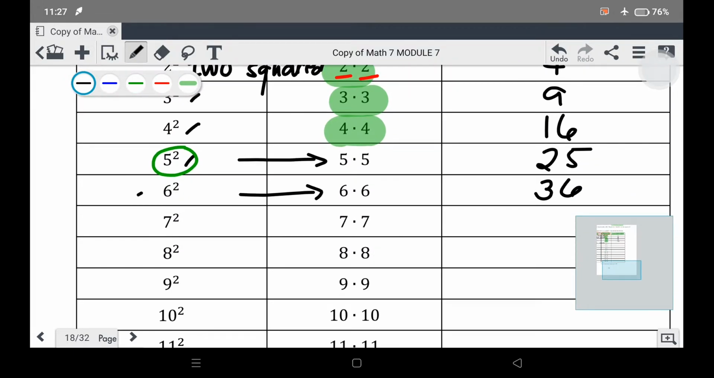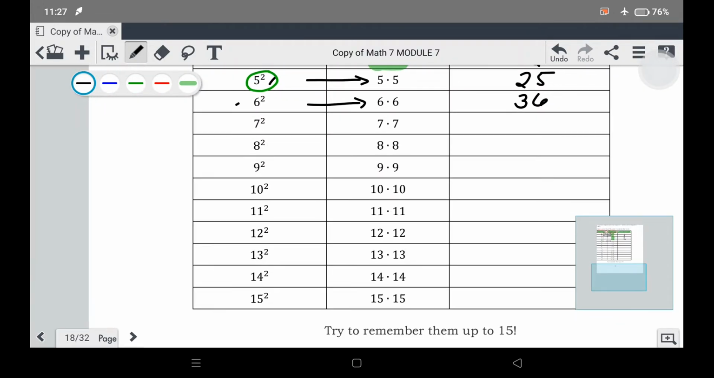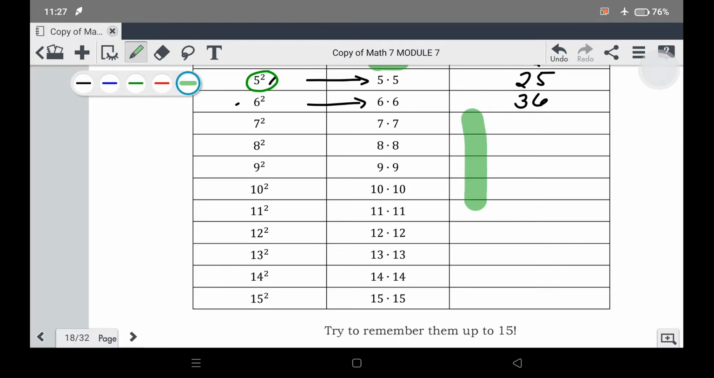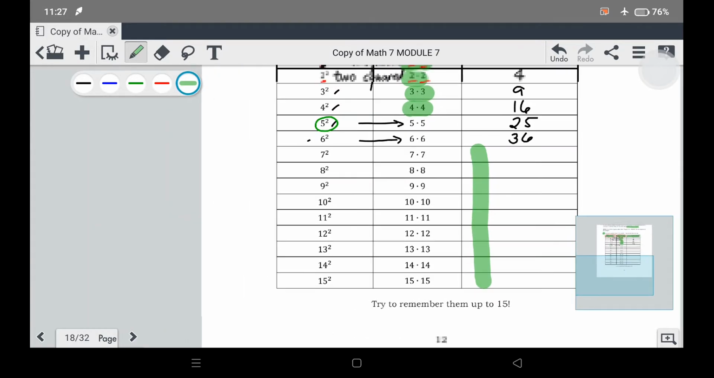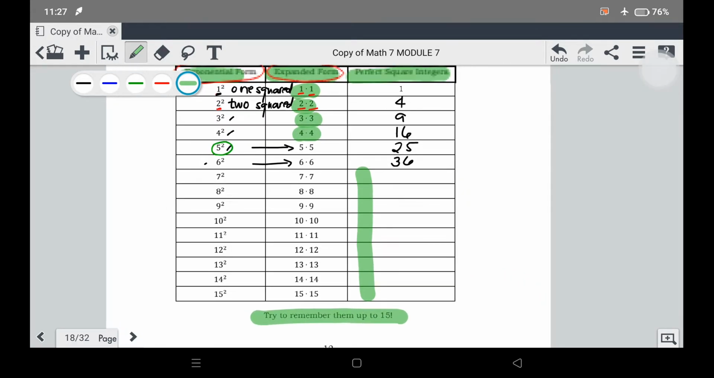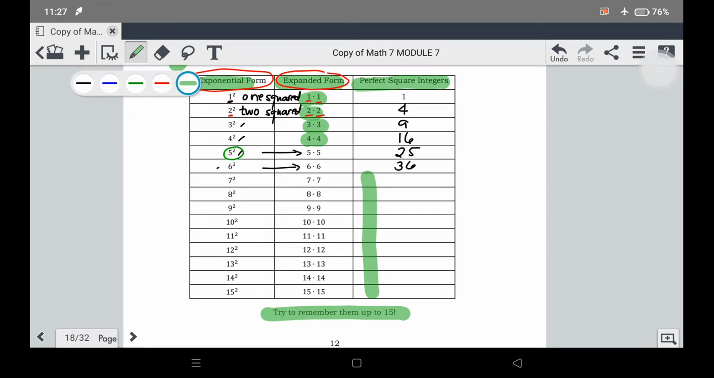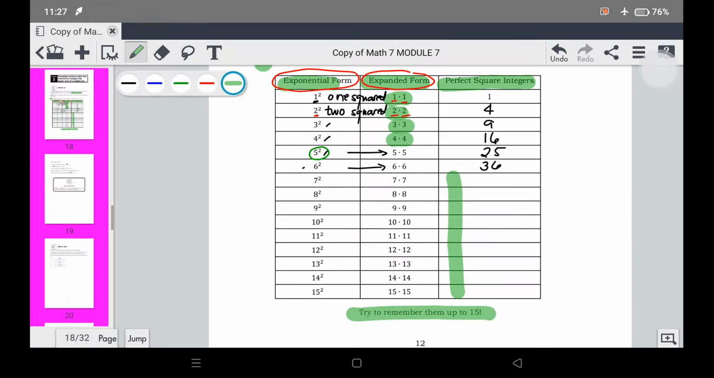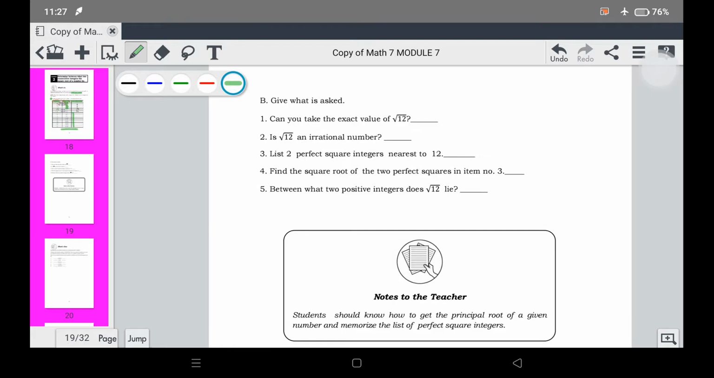If you get the point, you can answer up until 15 squared. So you will answer the remaining items. Now try to remember them up to 15, or you have to familiarize yourself with it. Let's proceed to the next one.